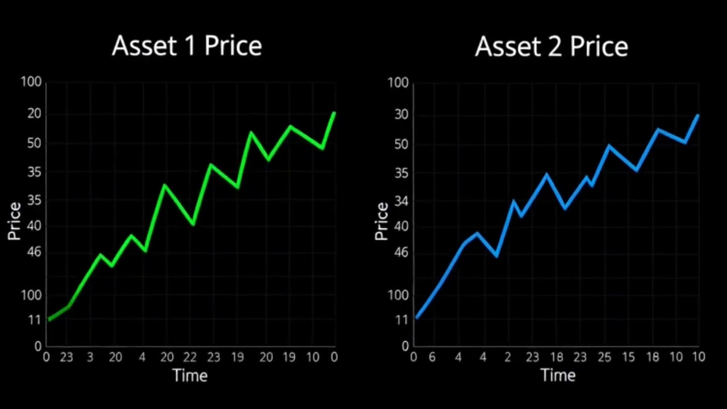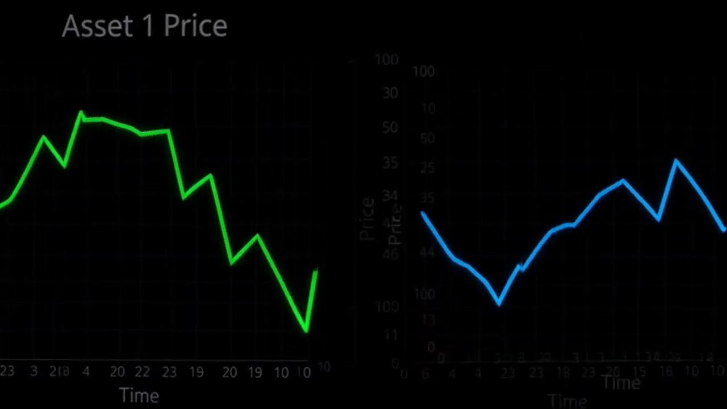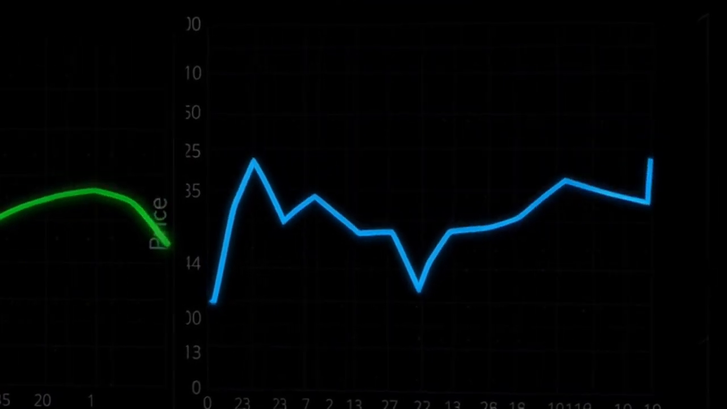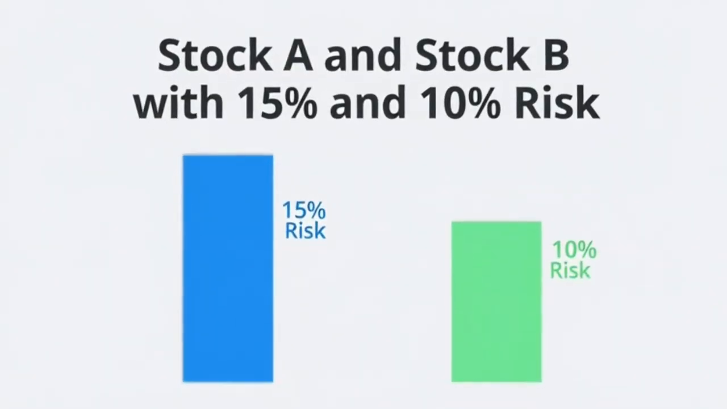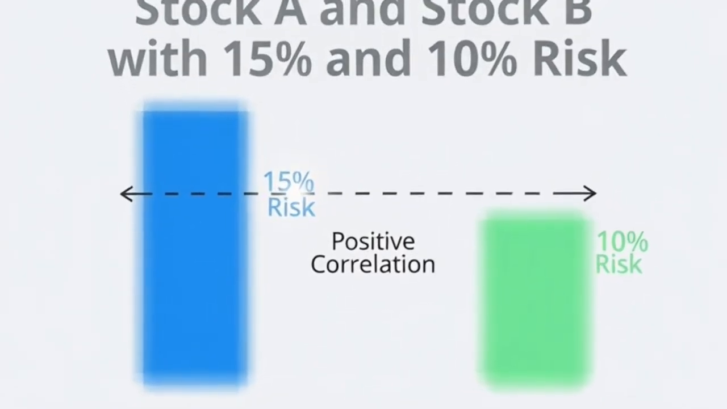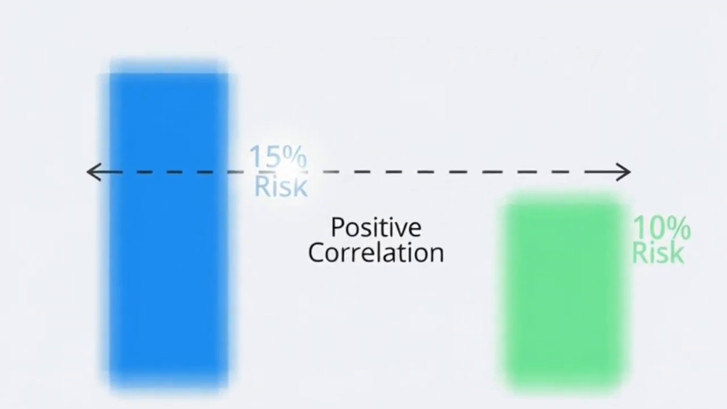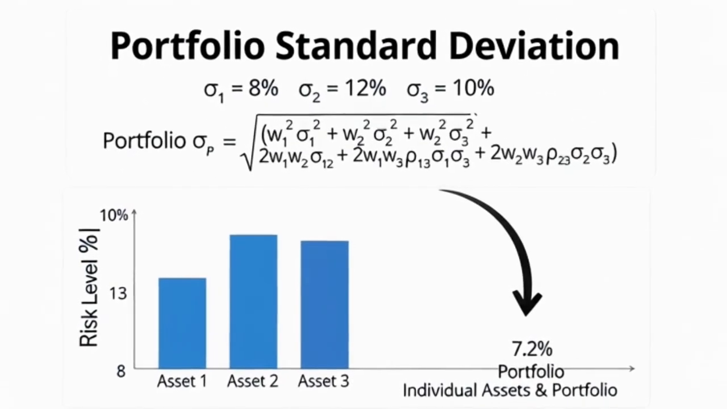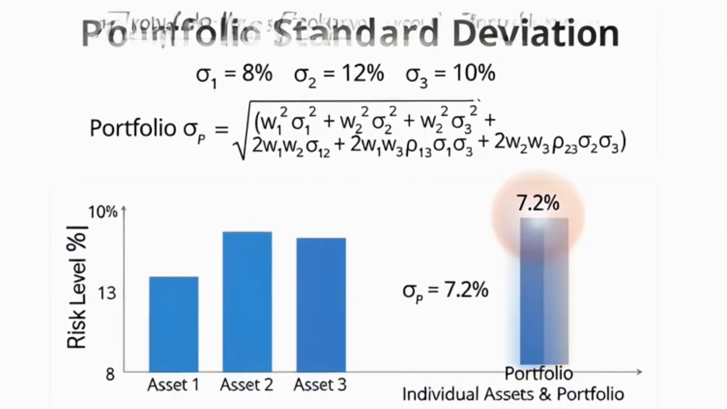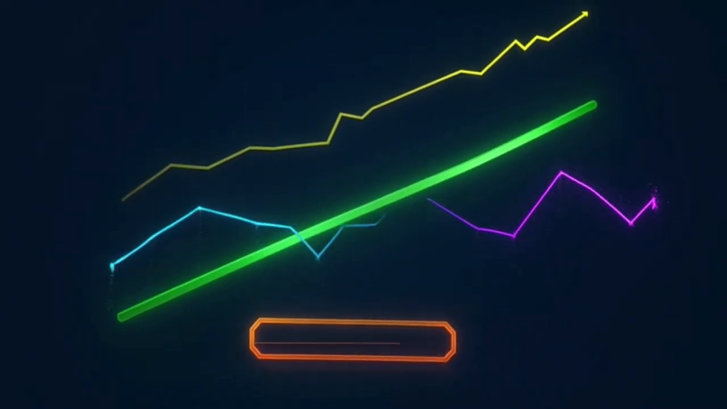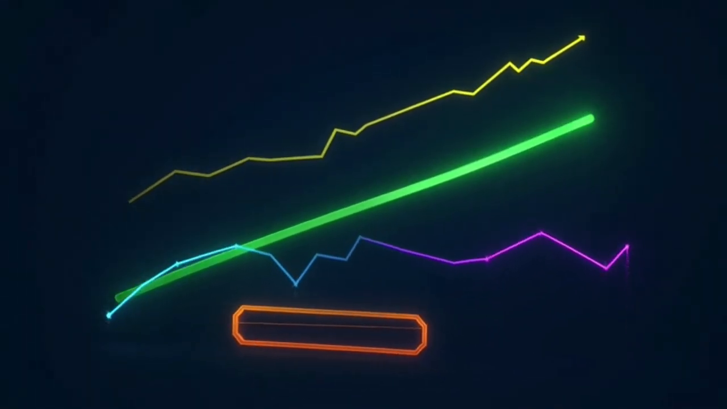Covariance measures how two assets move together, and it plays a critical role in determining portfolio risk. For example, consider two stocks with different risks and a positive correlation between them. When combined in a portfolio, the overall risk becomes lower than the average of individual risks. This proves that diversification reduces risk, especially when assets do not move together, making it one of the most powerful tools in finance.